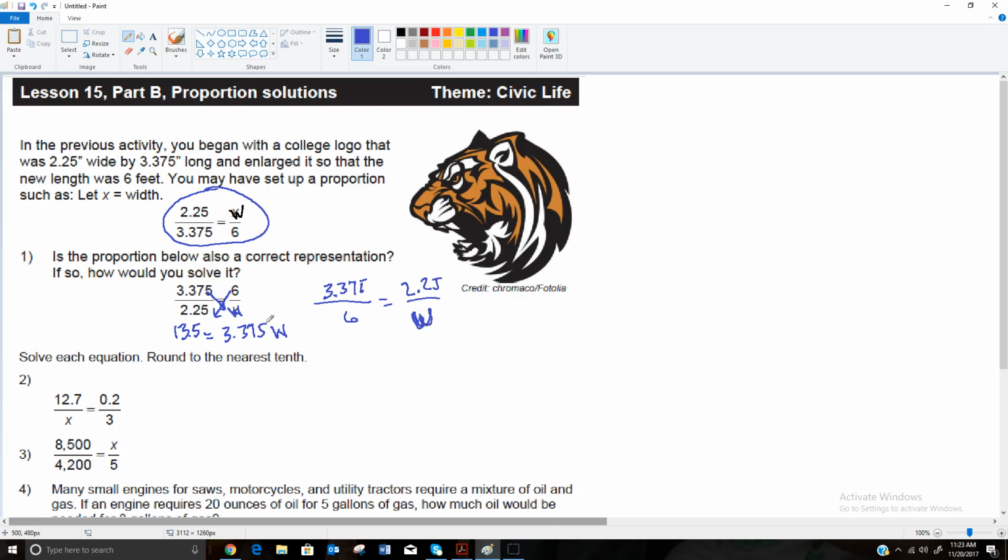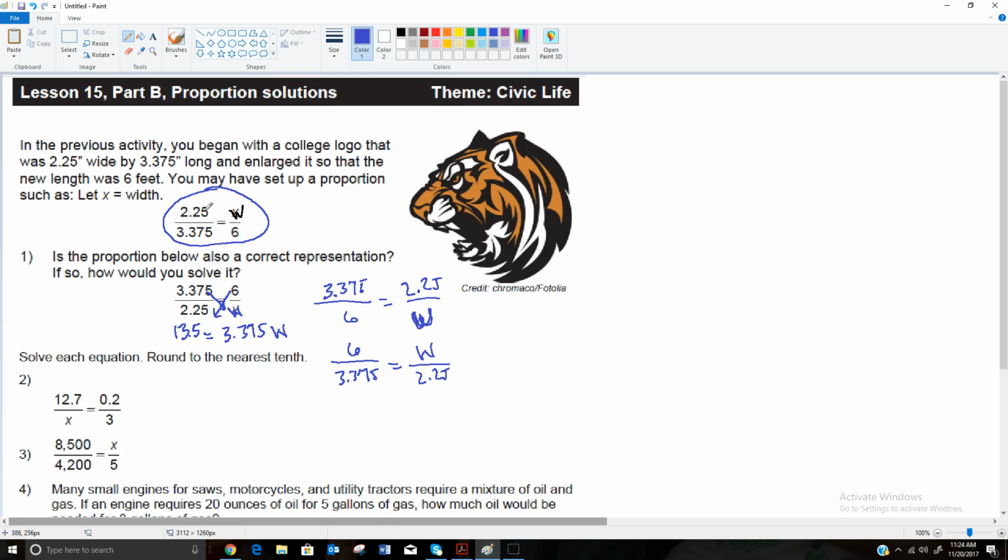And again, you'll notice if you cross multiply, you still get the 2.25 times the 6 and the 3.375 times the W. This is height to height and width to width. So height of the original, height of the new one, and then width of the original, width of the new one. And it still gives us the same one. And then we could flip this around, just like we did over here, and just put the top on the bottom and the bottom on the top. Switch the numerators and denominators. Again, if we cross multiplied, we'd get the same thing.